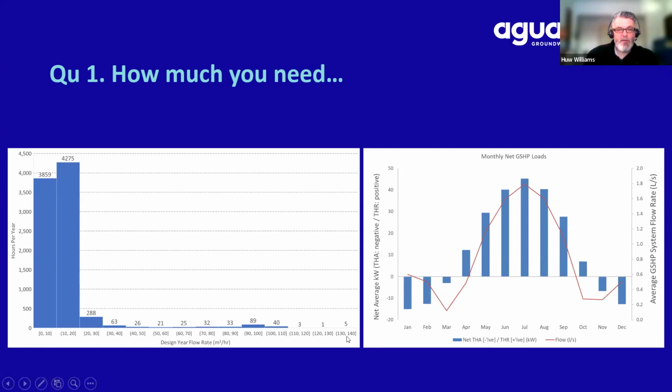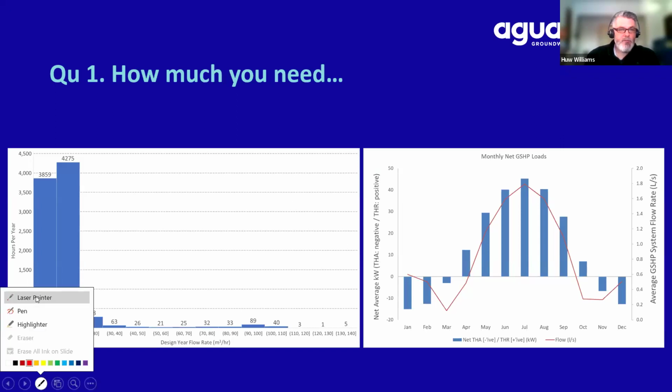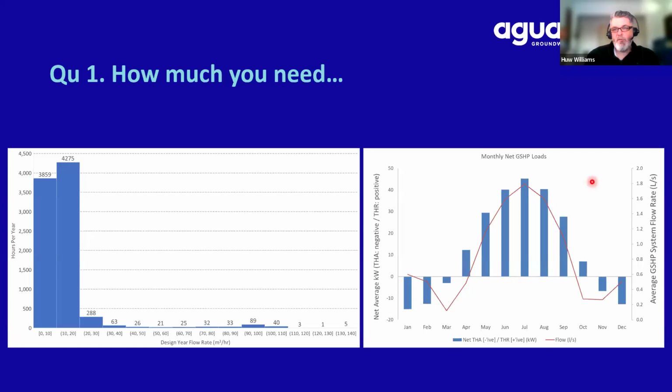this 40 liters a second here is only needed 5 hours a year, whereas this is more like 2 liters a second. That's what's needed for most of the year, between 2 to 1.5 liters a second. And that's what we can see corresponding to the average monthly net total heat absorption and total heat rejection rates to the aquifer, which is slightly different from the total heating and cooling loads that we were looking at earlier. So, in fact, what does this tell us?